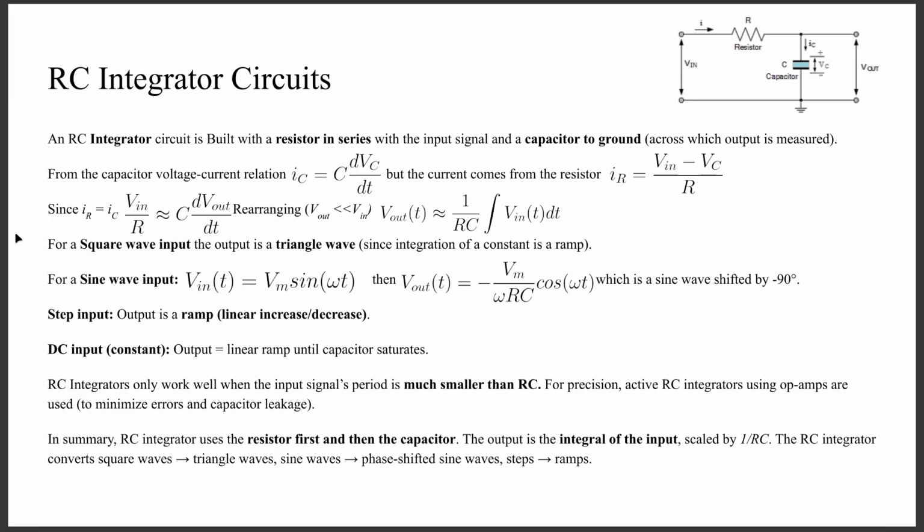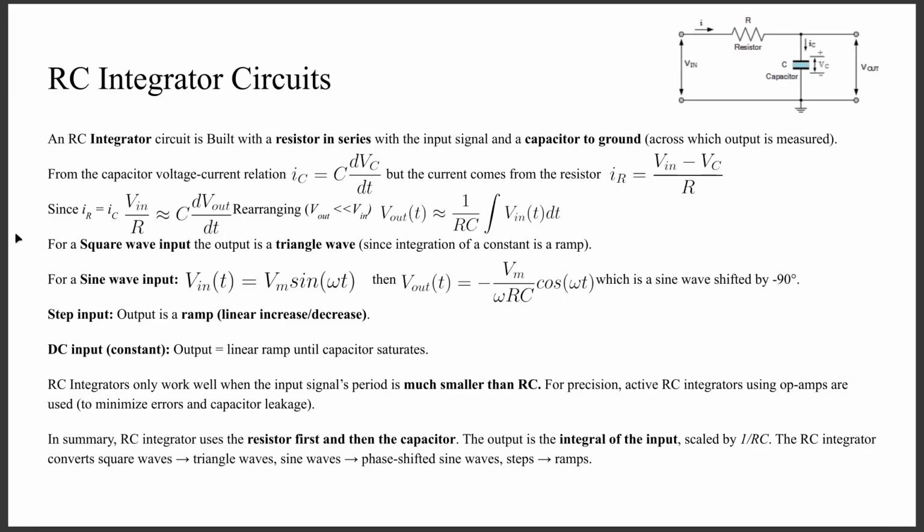For square wave input, the output is a triangle wave. For sine wave input, the output is a cosine wave, shifted by 90 degrees. For step input, the output is a ramp. For DC input, the output is a linear ramp until the capacitor saturates. RC integrators only work well when the input signal's period is much smaller than RC. For precision, active RC integrators using op-amps are used.